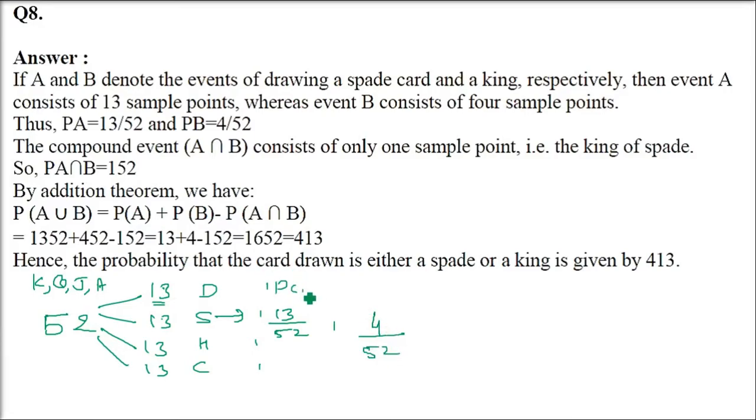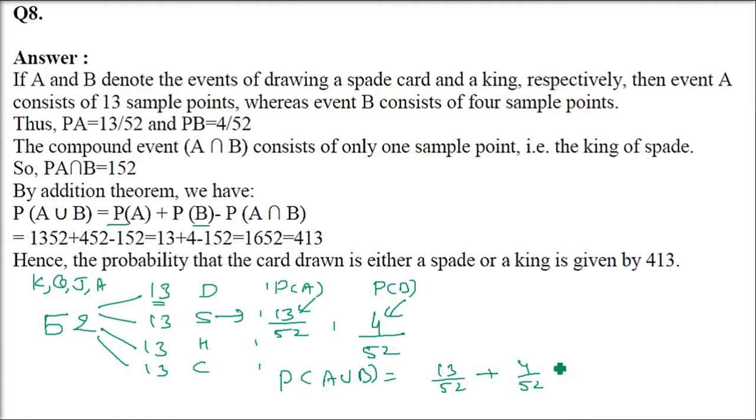So basically P(A) is 13 by 52, P(B) is 4 by 52. Now we have to find the probability of A or B, that is spade or a king. P(A union B) it will be P(A) plus P(B) minus P(A intersection B). So let me write it here: 13 by 52 is P(A), P(B) is 4 by 52.